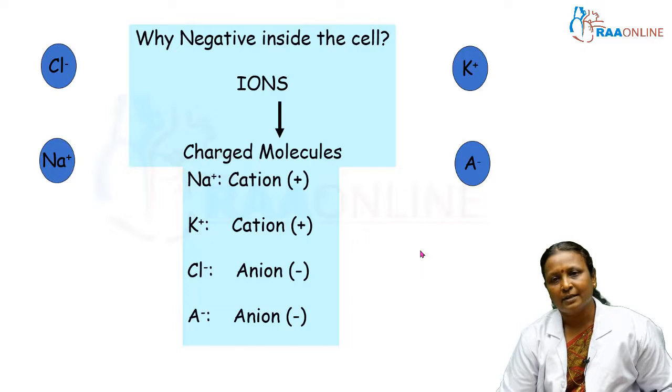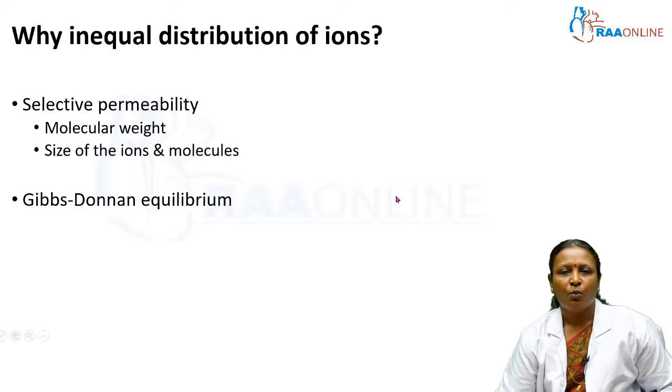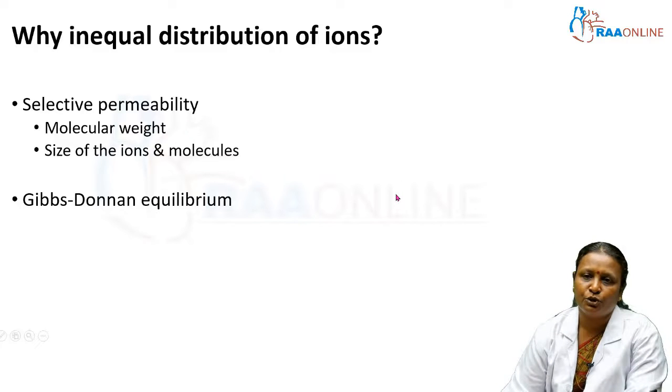Why does the cell have more negative ions inside? What is the reason for that? It is because the ratio of negative to positive ions is greater inside the cell than outside. The negative ions are more inside the cell than outside. Why is there an unequal distribution of ions? It is because of selective permeability.